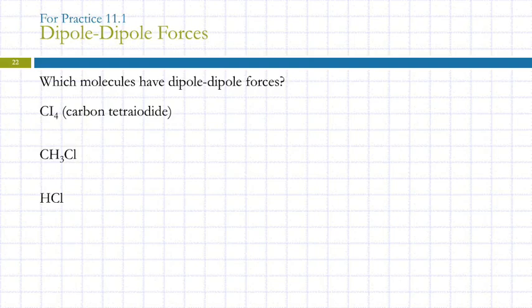So we should be able to answer questions like this. Which molecules have dipole-dipole forces? First, we have to recognize what kind of molecules have dipole-dipole forces. Polar molecules. So we need to identify if these are polar. If they're polar, they have dipole-dipole forces. If they're nonpolar, they don't. So the first one is carbon tetraiodide, and I wrote the name out because sometimes that looks like Cl4, which is not a thing. How do we predict if this is polar?